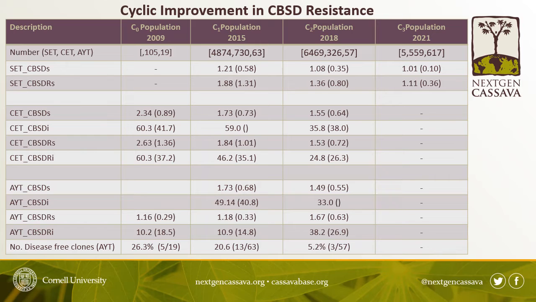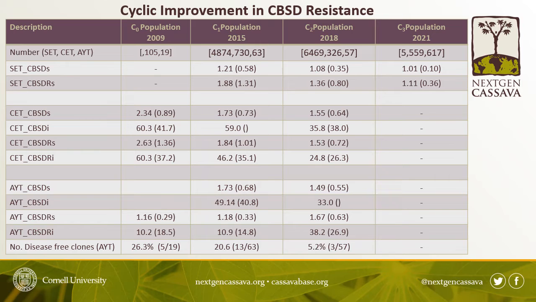The exception was with the C2 population, where, for instance, as we shift from the CET to the AYT, we observed higher susceptibility. For instance, the mean root incidence in CET was around 24.8, while the mean root incidence in AYT was 38, meaning that there's an increase in susceptibility.